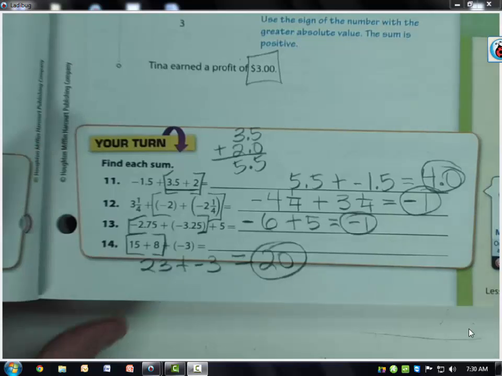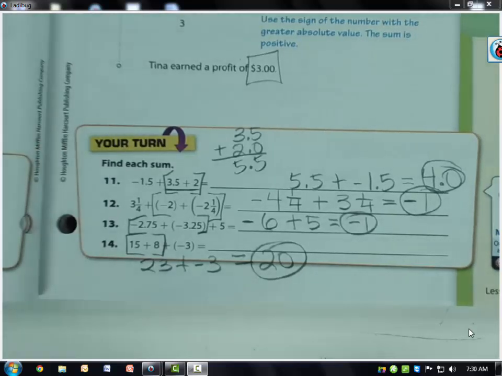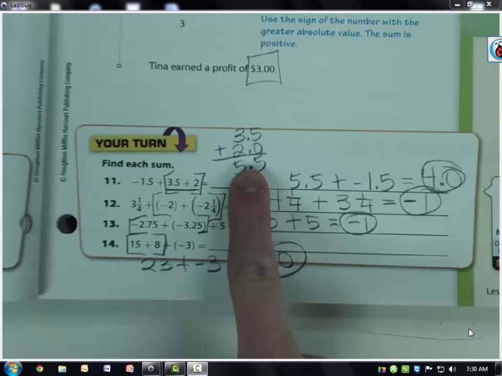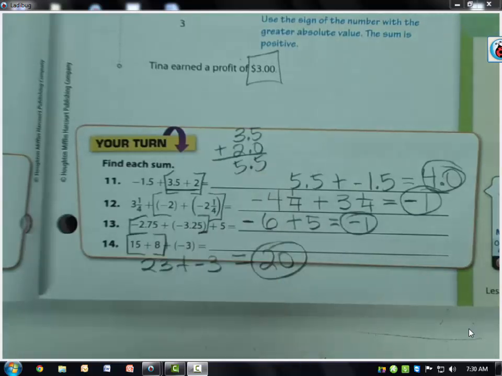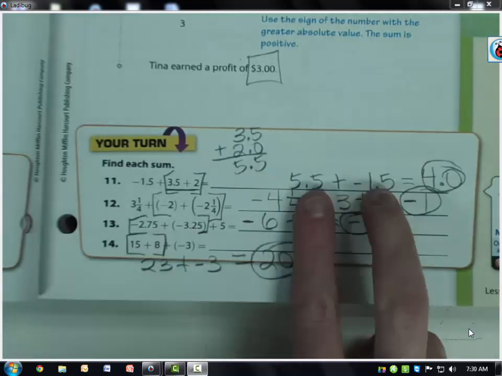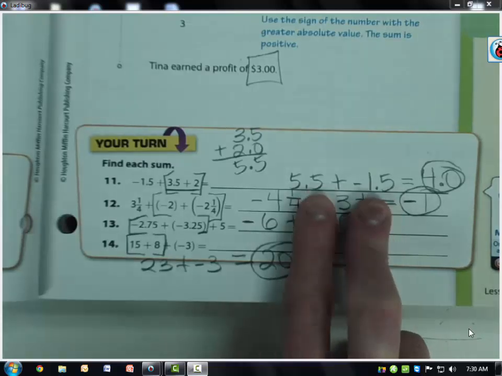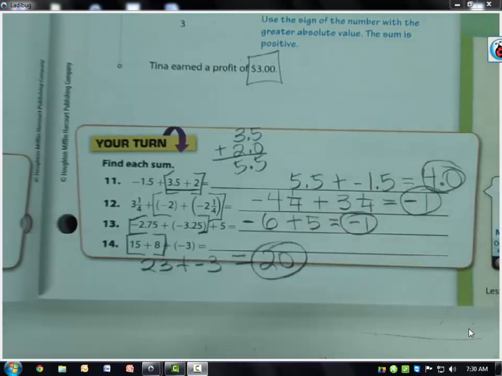Next one, we added our negatives first, and then we added 3 1/4 to the mix, which we have a negative and a positive, so we subtract and take the sign of the larger, and she got a negative 1. 13, we should have added our negatives first, and then added, so we had negative 6 plus 5 equals negative 1. 14, we should have added positives first to get 23, and then add negative 3 to the mix. So that means we're subtracting, and 23 is bigger, so we end up with 20.